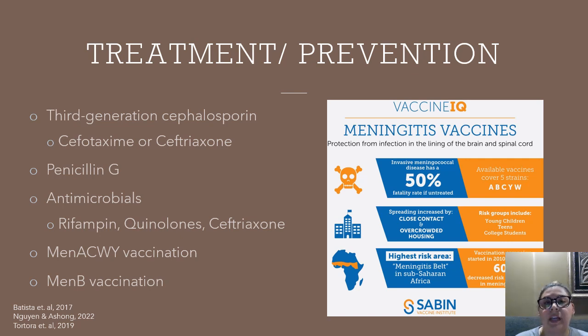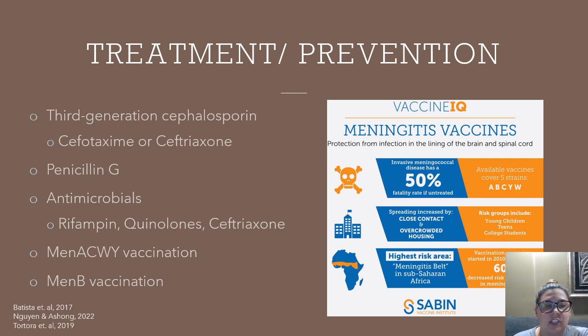There are 2 types of meningococcal vaccines that are available in the United States. The first one is MenACWY, a combination vaccine indicated for active immunity against invasive disease caused by the serogroups A, C, Y, and W135.